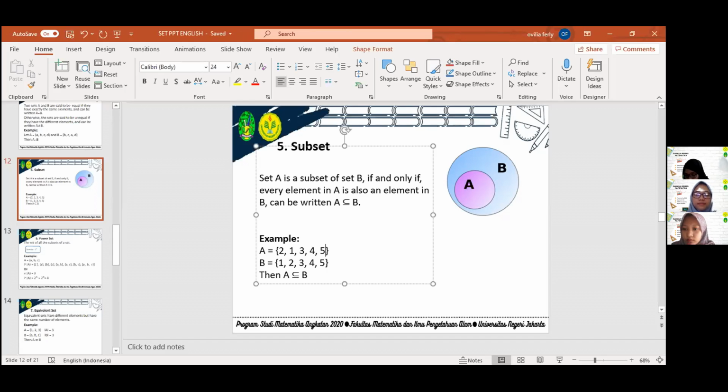Any question again? I want to ask. My name is Lutfi from Group 9. My question is, why is the empty set in all sets? Yes. Thank you. You're welcome.